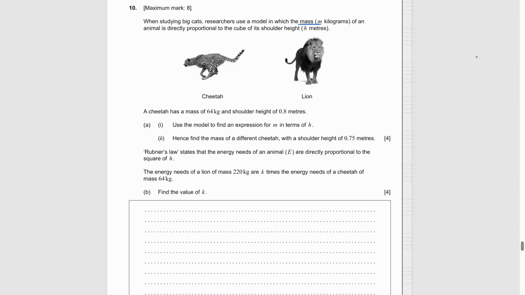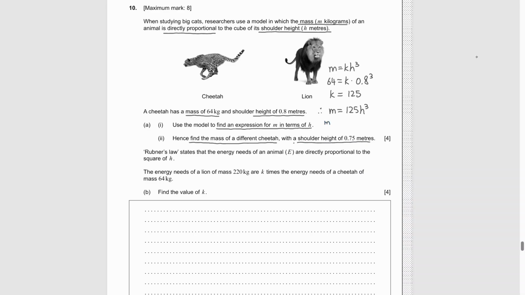Question 10. For big cats, mass m is directly proportional to the shoulder height h cubed. Part A. We want to find an expression for m in terms of h. So m equals k times h cubed. When m equals 64, h equals 0.8, we substitute to find k equals 125. Therefore, m equals 125 h cubed. Next, we want to find m when h is 0.75. Substituting gives m equals 52.7.